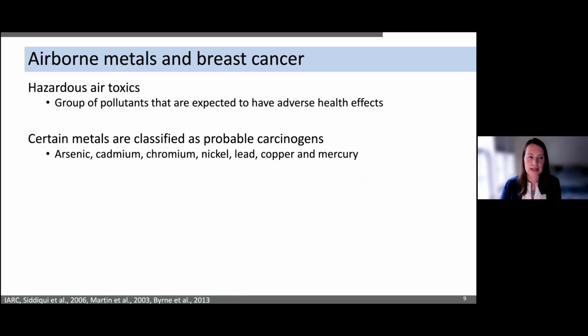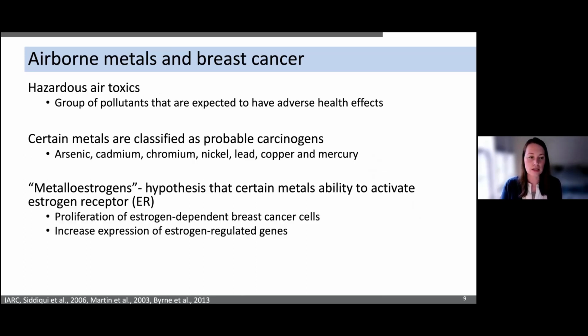And I decided to focus on metals out of all of these hazardous air toxics because certain metals have been classified as probable carcinogens, as well as the metalloestrogen hypothesis, which is this idea that certain metals have the ability to activate the estrogen receptor. In fact, evidence suggests that certain metals may be able to bind directly to ER alpha. And this results in increased proliferation of estrogen-dependent breast cancer cells, as well as increased expression of estrogen-regulated genes. So metals appear to be acting both as a potential carcinogen as well as an endocrine disruptor. And finally, studies have shown that metals have been measured in the breast tissue, suggesting that they are able to reach the breast.